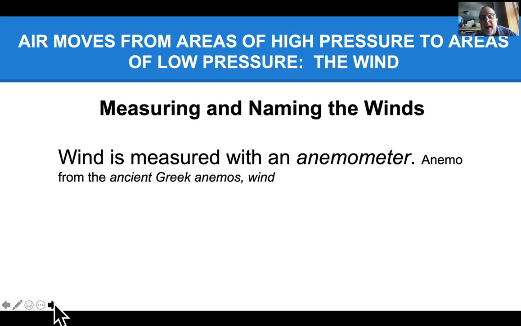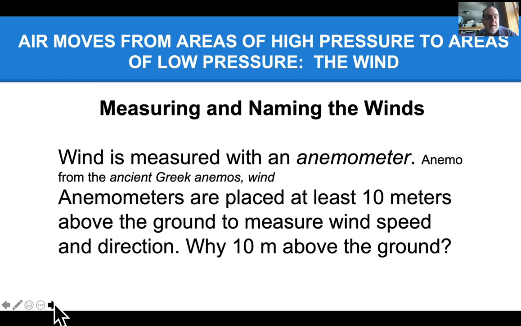Wind is measured with an anemometer. It's an anemo, from the ancient Greek, anemos, wind, anemometer. Anemometers are placed at least 10 meters above the ground to measure wind speed and direction.